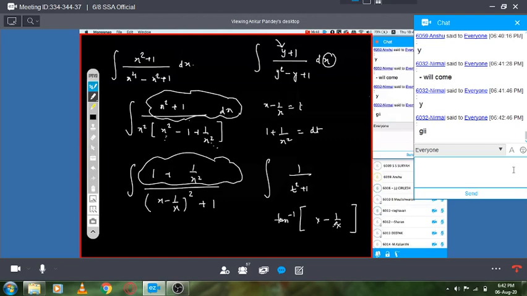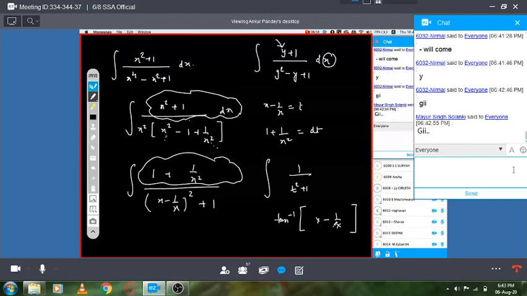Format. Design. Which format you have to follow is really very important. Clear? Very good.